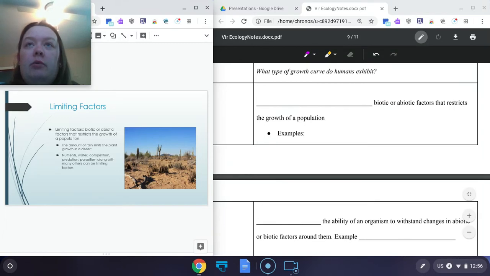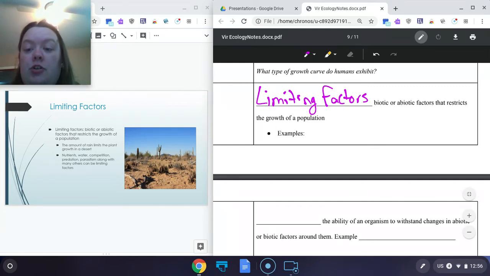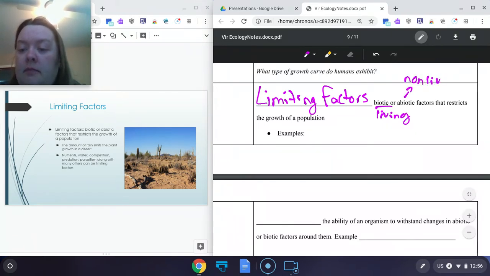Okay, so now we're going to go into limiting factors. We talked about them a little bit. So limiting factors are biotic, which again, biotic means living, or abiotic, which means non-living. So they're living or non-living factors that restrict the growth of a population. The easiest ones to think of are going to be food, water, shelter.